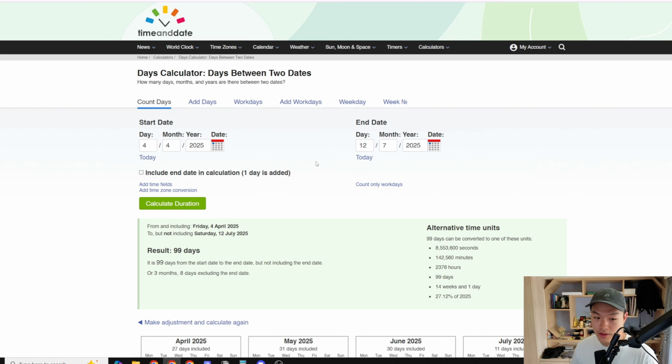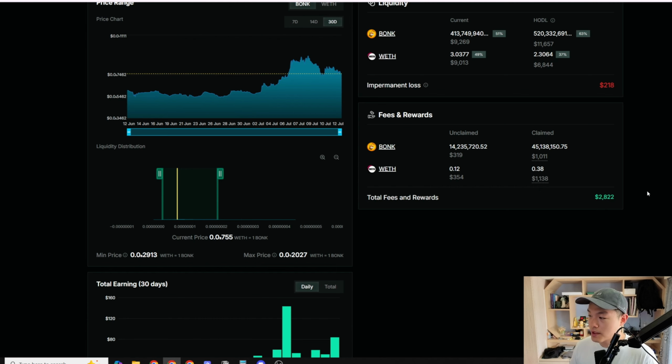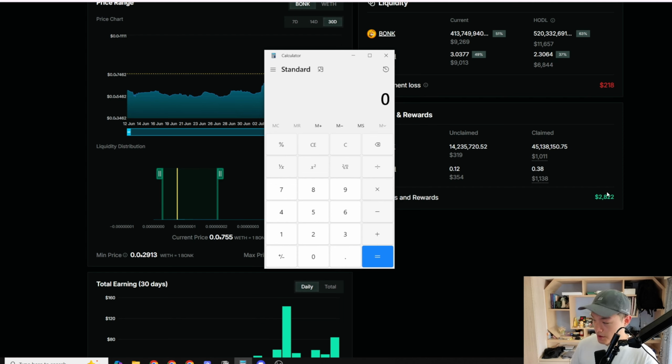After I hit calculate, it shows 99 days, right? I've earned this amount of money from this LP. So pretty great here. What I want to do is take this 2822 and divide it by 99. This is my daily earning, right? $28.5 here. And then if I want to analyze that, I multiply that by 365.